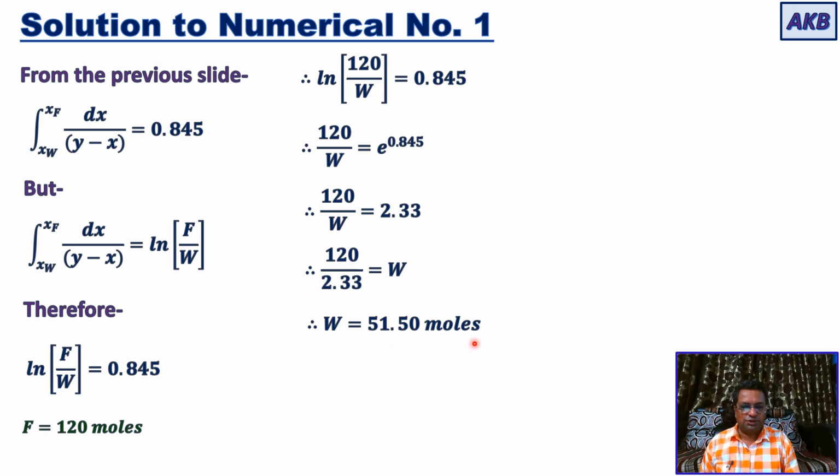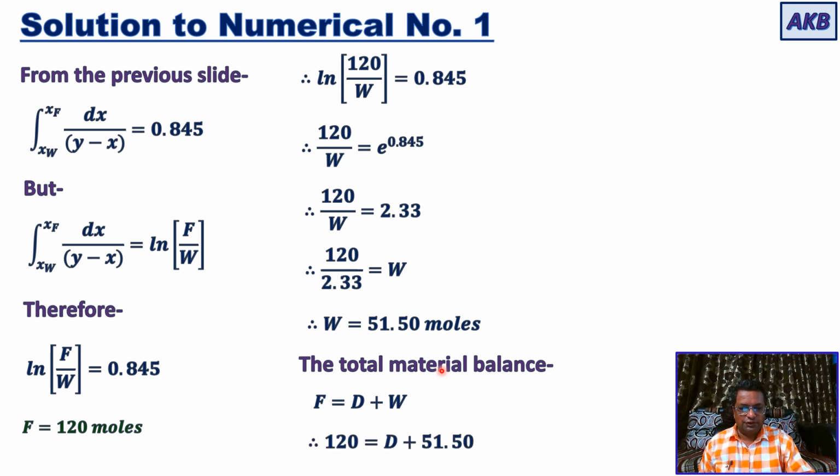That is, w is equal to 51.50 moles. So in this way, by plotting the graph and measuring the area under the curve, we have got the value of w. Now the only remaining task is to get d. For that we are going to use the total material balance. Total material balance is F is equal to d plus w. F is known, w we calculated. So 120 is equal to d plus 51.50. That gives us d is equal to 120 minus 51.50, which comes out to be 68.50 moles.